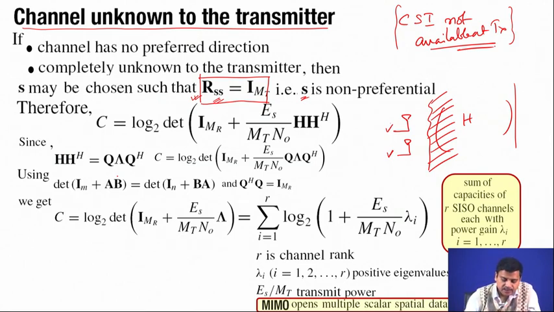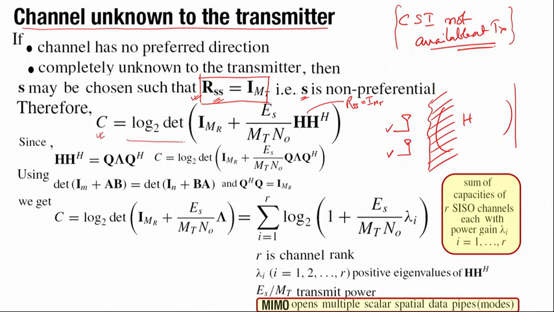So, now we see that the constraint is gone. So, C is equal to log determinant of... In this we had R_SS, and since that is set equal to I_MT, it vanishes from the equation, and the rest of the equation as it appears over here is the expression for the capacity under such situations. What we now do is, H Hermitian H is a symmetric matrix, and therefore it can be factored into a structure like Q lambda Q Hermitian, where Q are orthogonal matrices and lambda contains the eigenvalues of H Hermitian H, right.